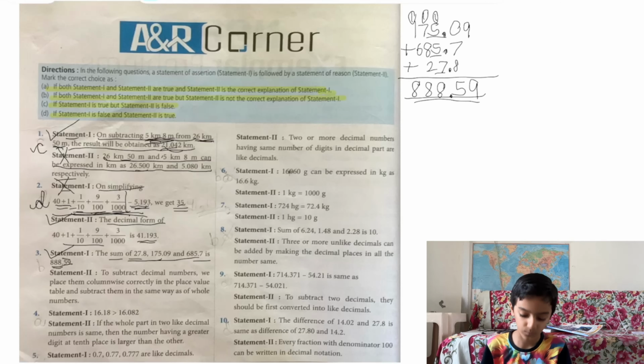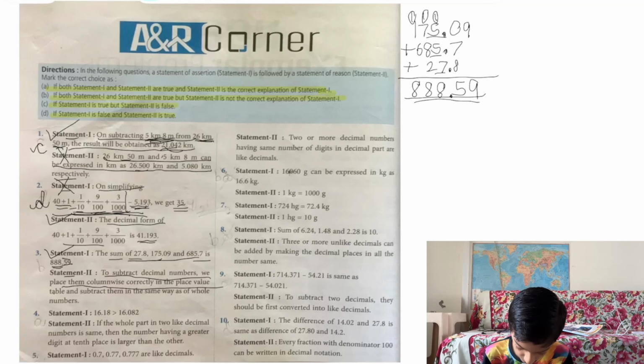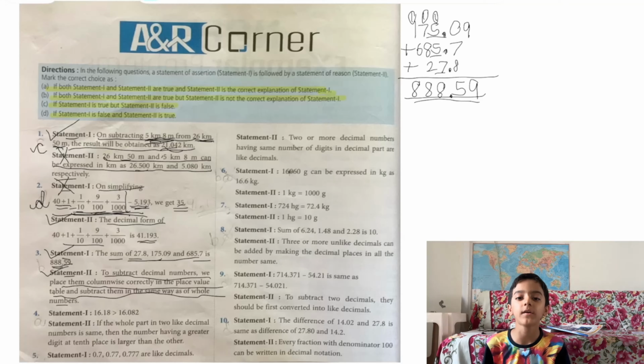Statement 2. Subtract decimal numbers. We place them column wise correctly in the place value chart or table you can say and subtract them in the same way as of whole numbers. Here statement 2 is correct because they are saying that for the subtraction of decimal numbers, first we'll arrange it in column wise manner according to place value chart or place value table and then we'll subtract it normally like we subtract whole numbers. So here this statement is true.